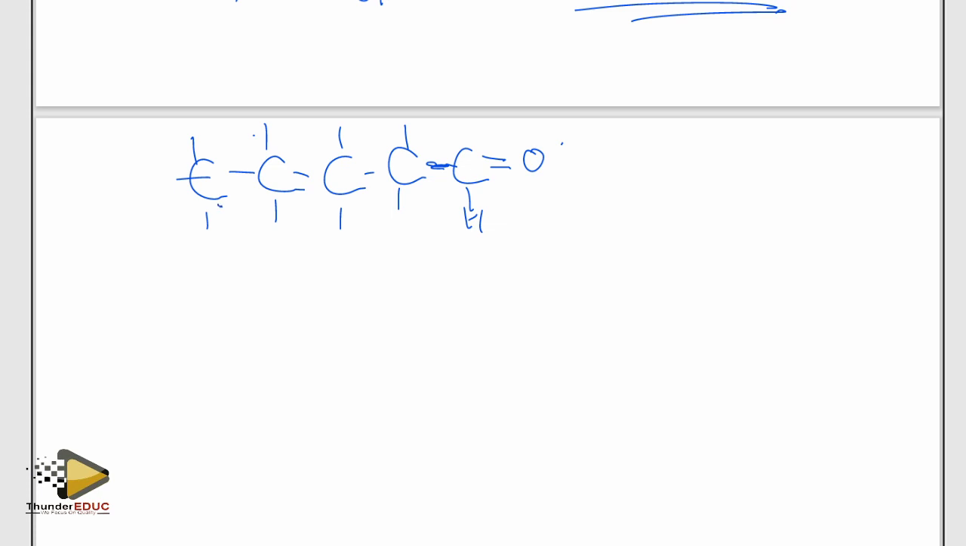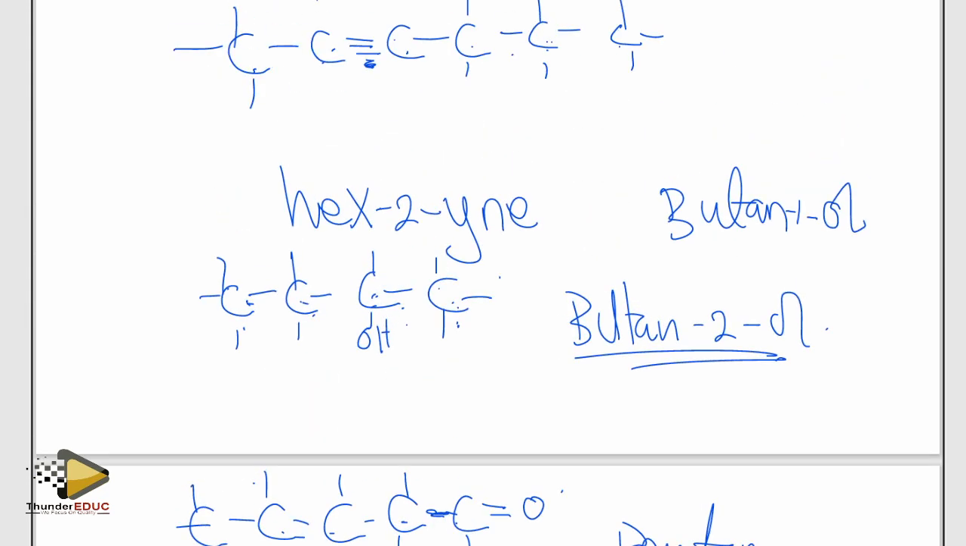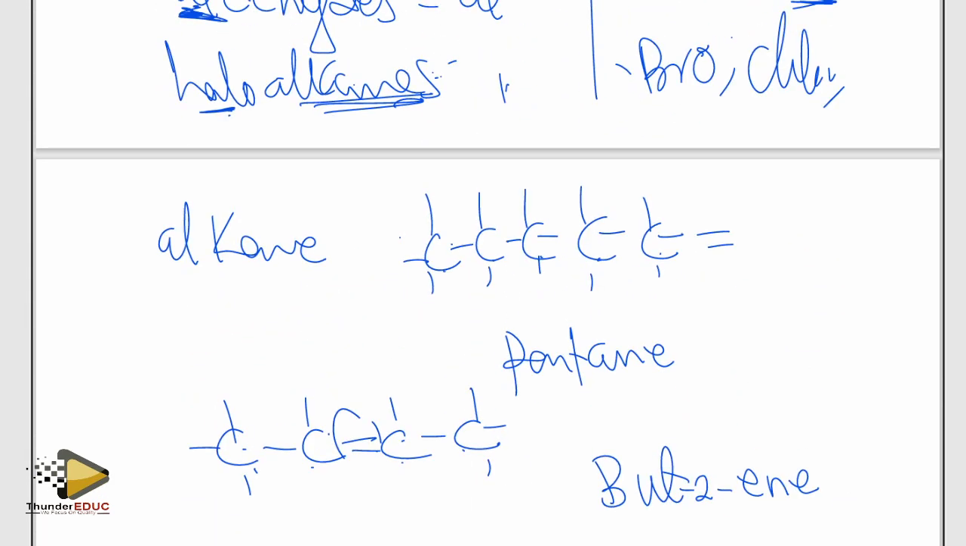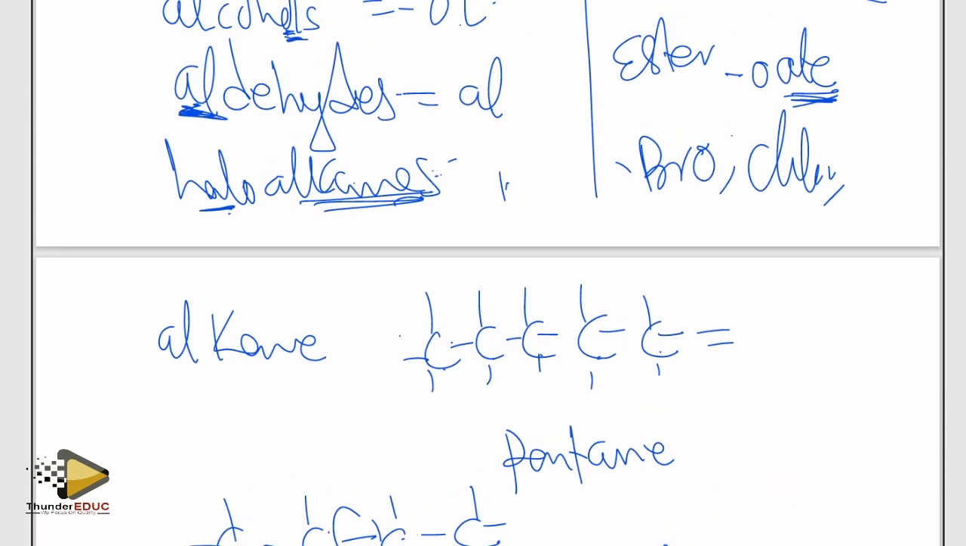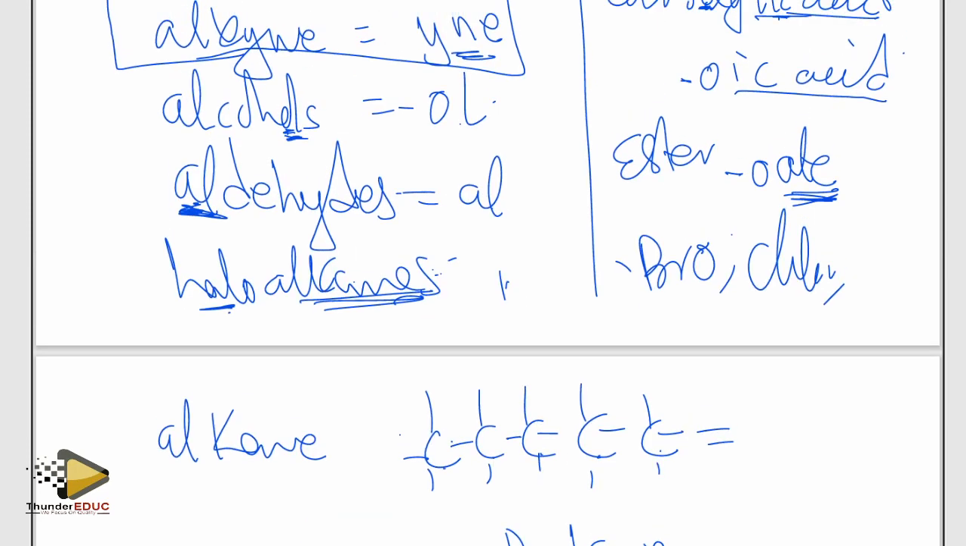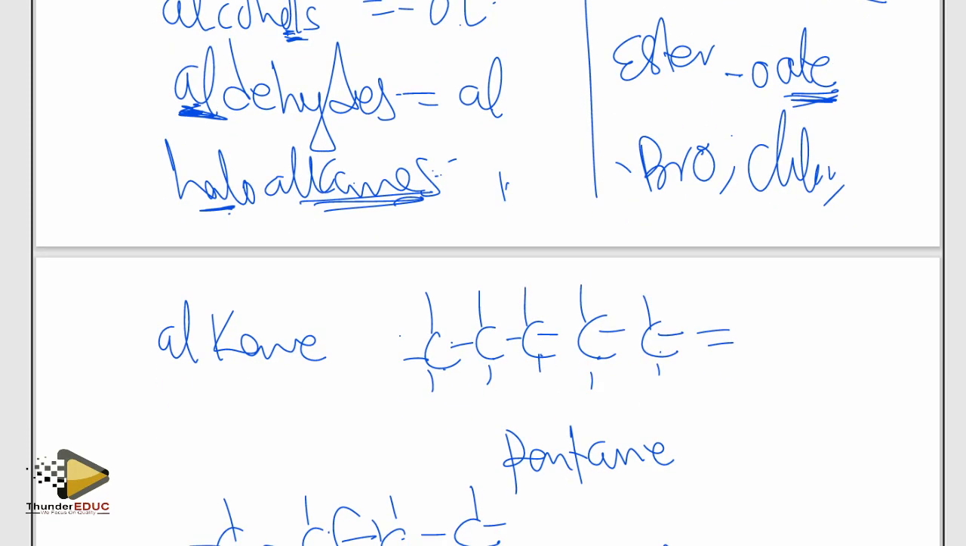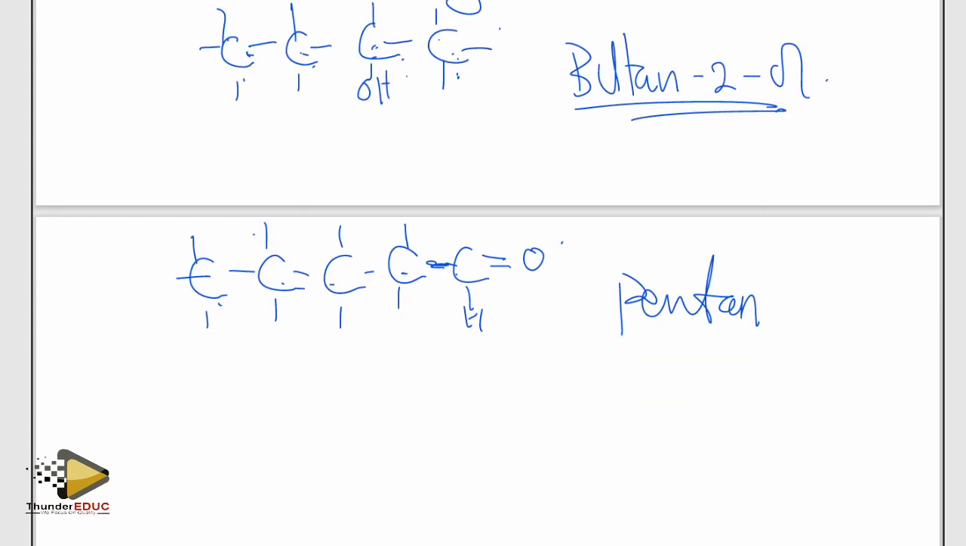So now it's 1, 2, 3, 4, 5. So 5 is pentane. But because it is an aldehyde, it ends with the al, whereby I come here and I say pentanal. So basically, that is how you are supposed to name it.